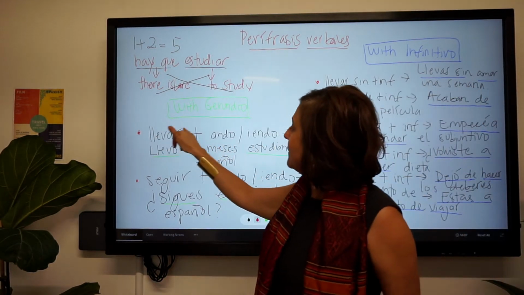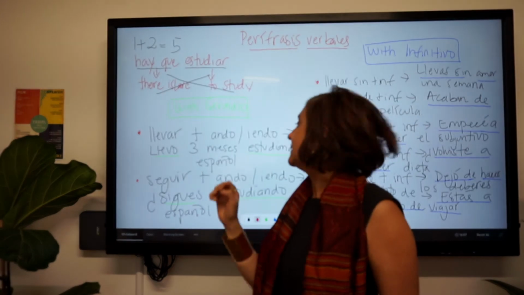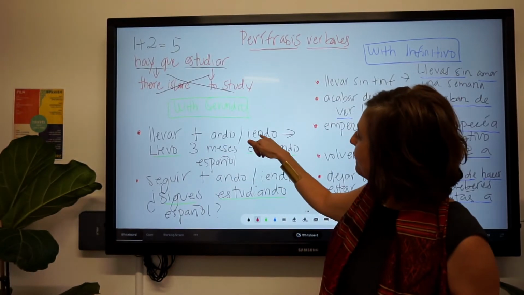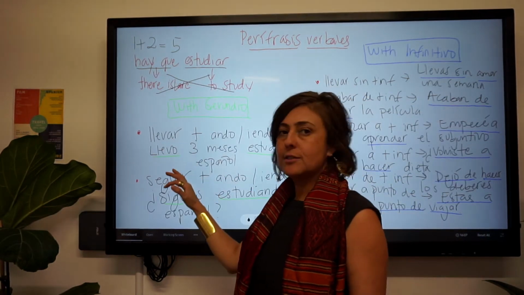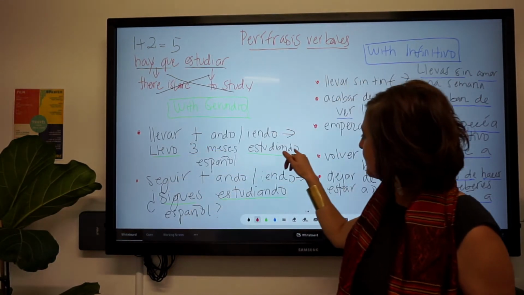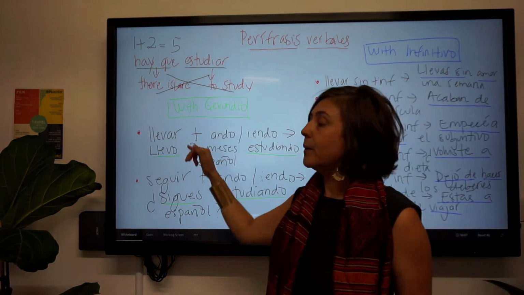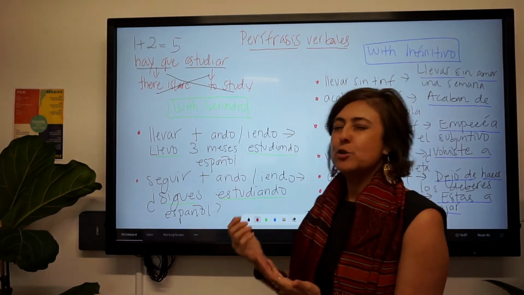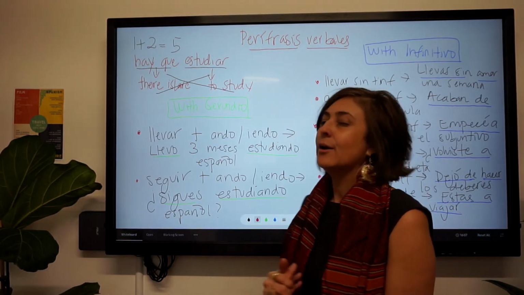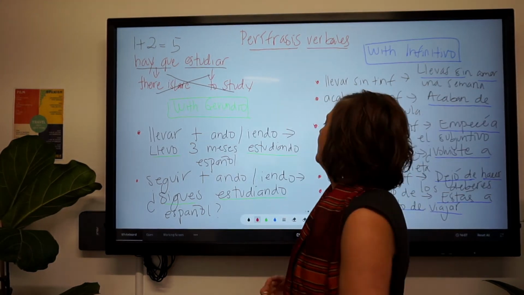So we have the verb llevar plus ando or yendo, which are the ing endings for AR verbs and for IR verbs, as you already know. So I put just as an example, llevo 3 meses estudiando español, right? So you probably know that the verb llevar means to carry. It would be super weird to say, I carry 3 months learning Spanish, like a pregnancy, right?